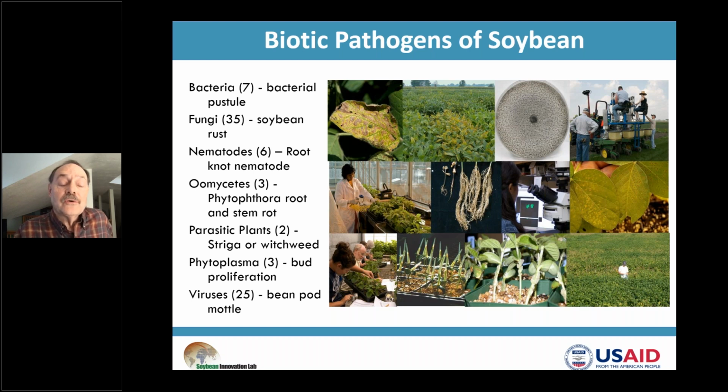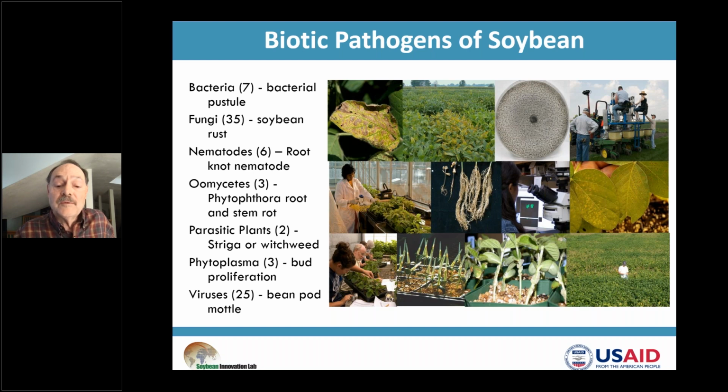Okay, this slide just shows the pathogens that we're dealing with. There's different classes, including bacteria, fungi, nematodes, oomycetes, parasitic plants, phytoplasmas, and viruses. By far, the most important diseases are the ones that are caused by fungi, but I've listed an important disease behind each of these different classes. For example, bacteria would be bacterial pustule. The 7 represents actually the number of diseases caused by bacteria. So again, fungi have the greatest number. There's 35 different diseases caused by fungi.